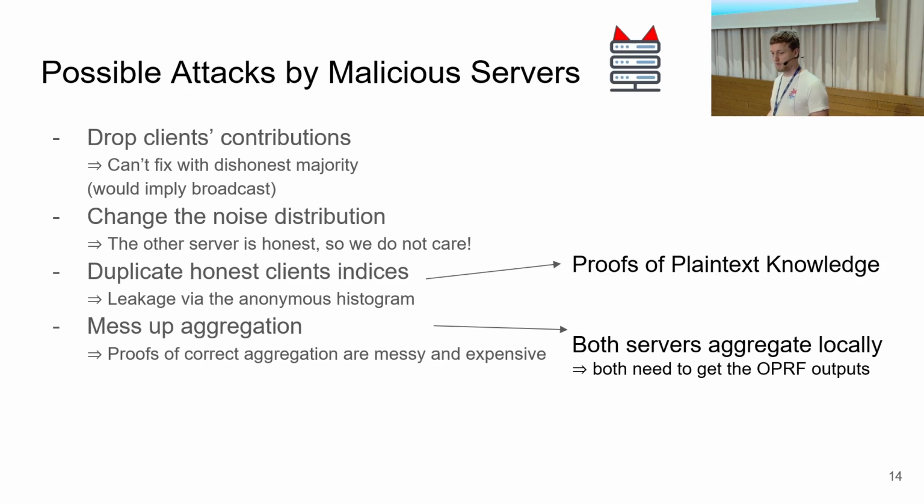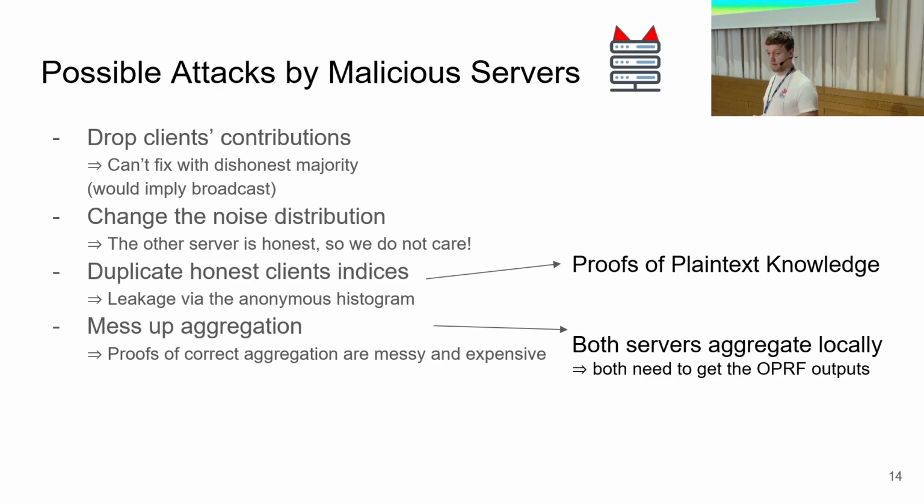So the first thing we're going to solve by using proofs of plaintext knowledge. Basically, in order to accept a client's contribution as valid, we have to also accept a proof that you know the input to that, so you know the value that was encrypted. And now the second server either can duplicate the proof and the input, but then that's clearly visible, or it cannot produce a proof for whatever duplicated input it got.